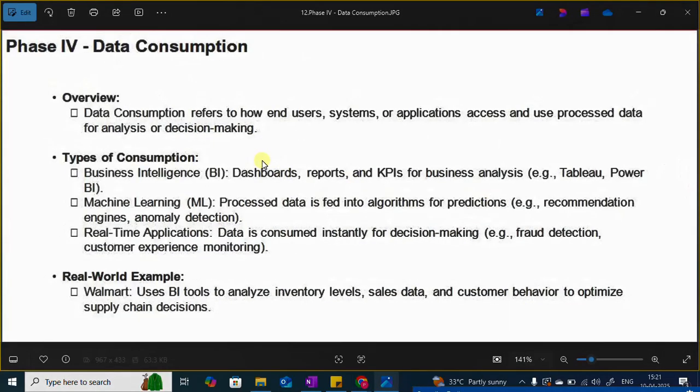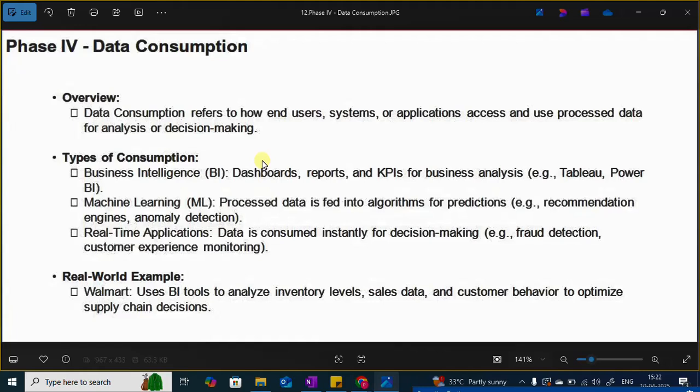Now, data consumption. Data consumption refers to how an end user, a system, or an application accesses and uses processed data for analytics or decision making. Types of consumption, as I told you, may be business intelligence (BI): dashboards, reports, and KPIs for business analysis. Example: Tableau, Power BI, and so on.